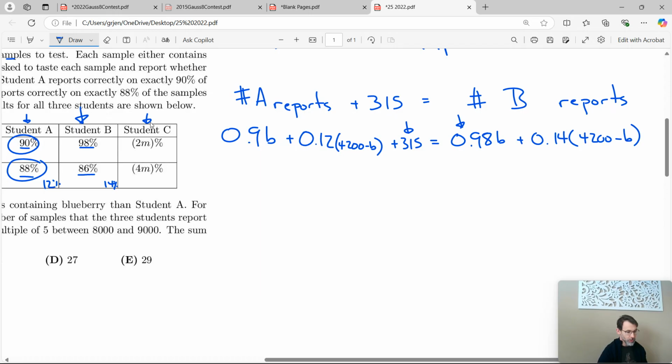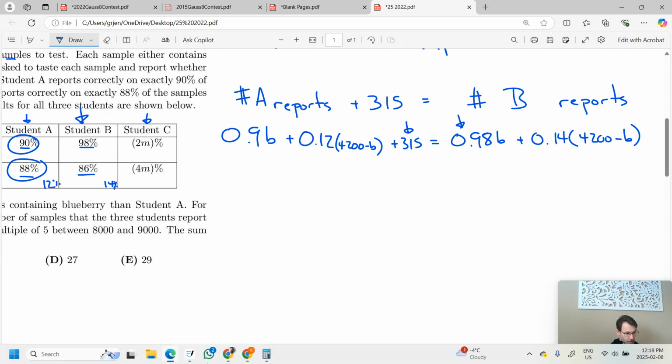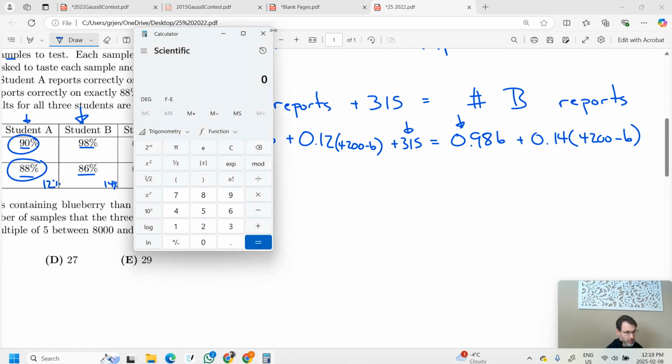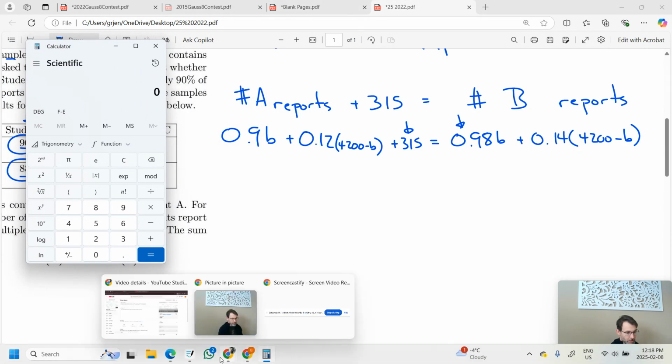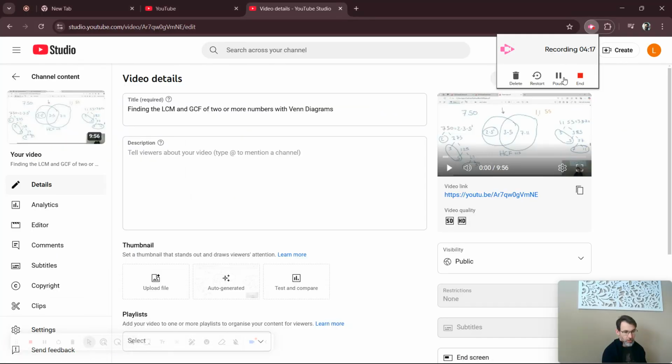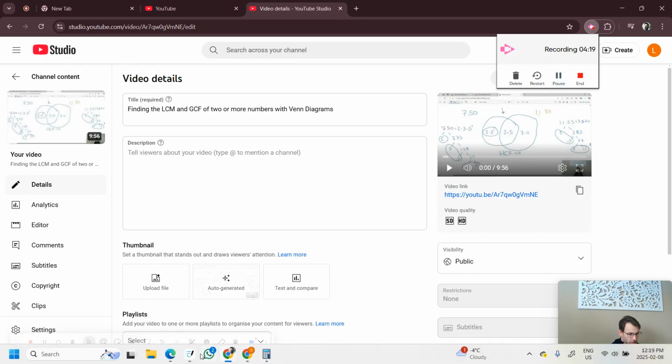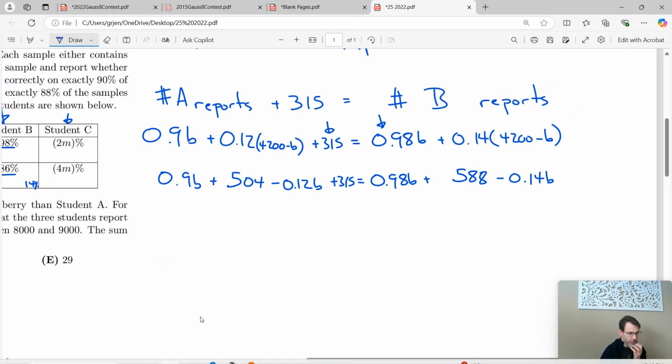So I'm just going to do that off camera with a calculator, but I recommend that you use a calculator for this because calculator was allowed on this test. Okay, and done. So we get this line next.